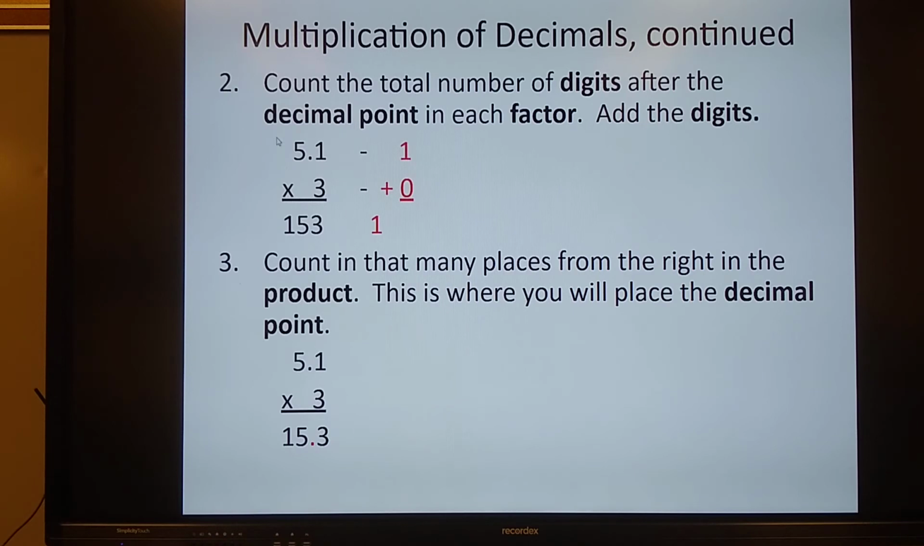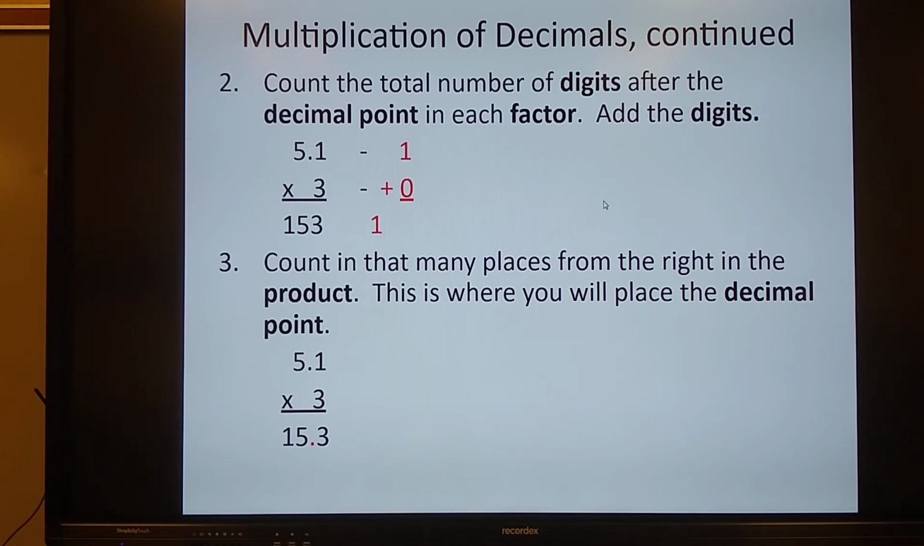So, right here, you have a decimal point. You got one number behind the decimal point. So I'll put a number 1. Down here, you got no decimal. No number behind the decimal point. So I have a 0. Then I will add those two numbers up. 1 plus 0 is 1.